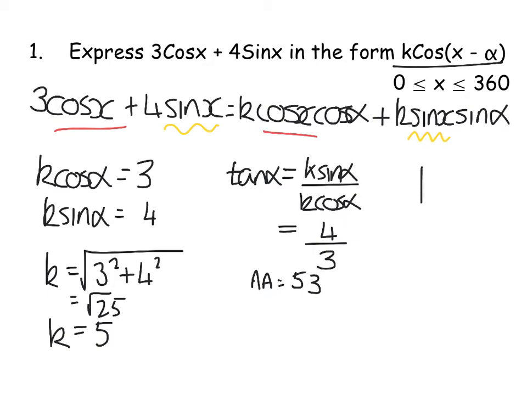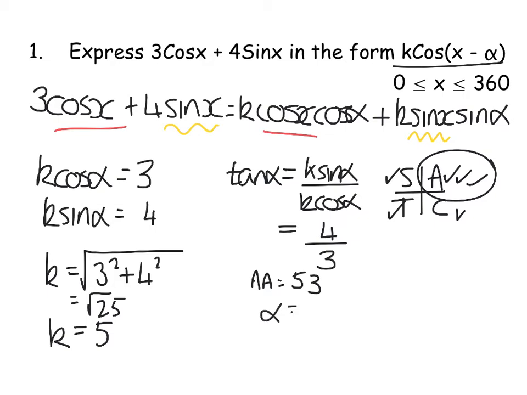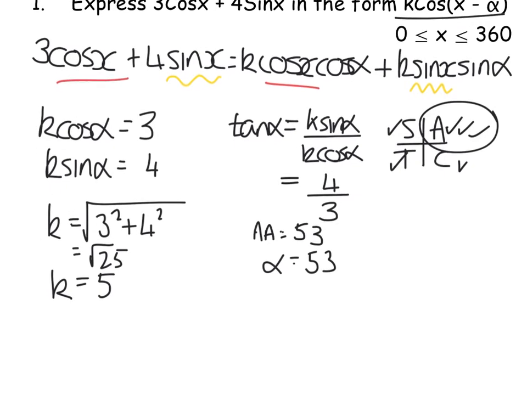Alright, and then I do the all sine tan cos. And this is a nice one because everything's positive. So sine is positive, all in sine. Tan is positive, all in tan. Cos is positive, all in cos. So we're actually just using our acute angle. So alpha is 53. Now the last thing to do is I always rewrite the question out.